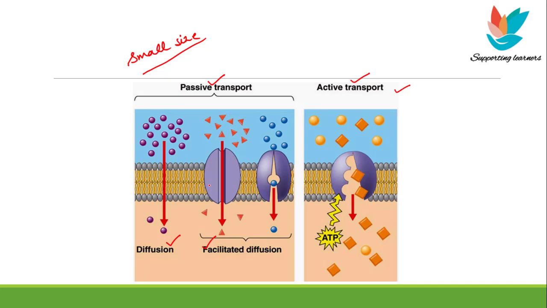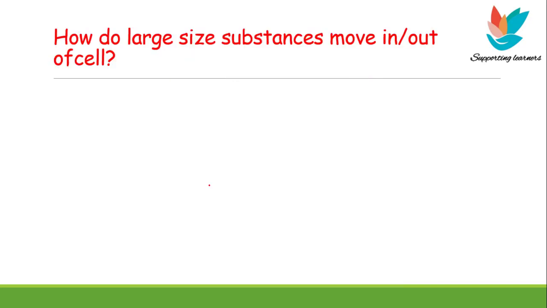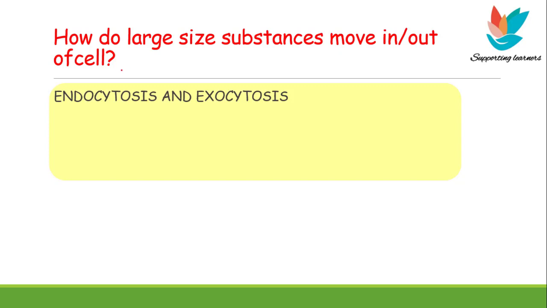But these large size substances, they are needed by the cell, so they have to be transported in and out of the cell. So the question here is that how do the large size substances move in and out of the cell? So the answer is endocytosis and exocytosis.